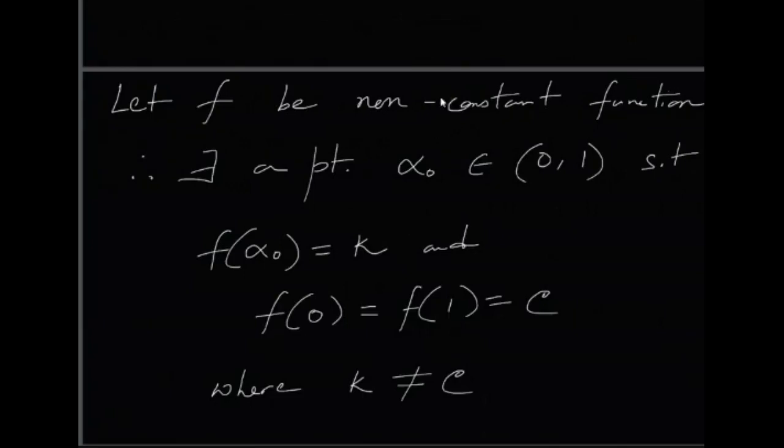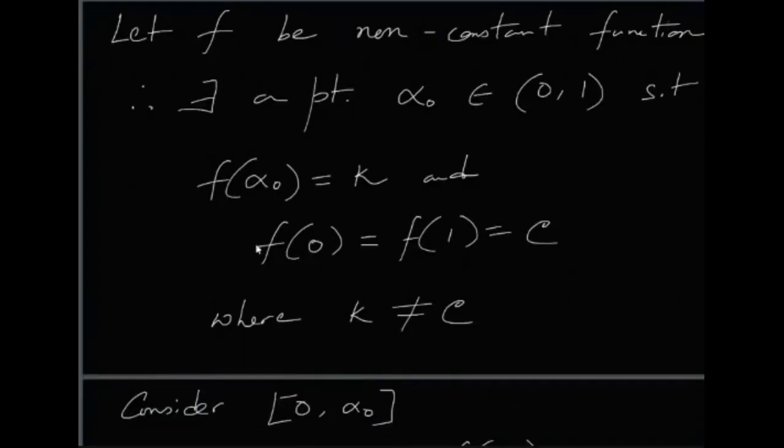So let f be a non-constant function. Therefore there must exist some point alpha naught in the open interval (0,1) such that f(alpha naught) is k. I'm assuming f(0) and f(1) are both equal to c, and since f is non-constant, f(alpha naught) equals k, where k is not equal to c, because alpha naught assumes a value different from c.